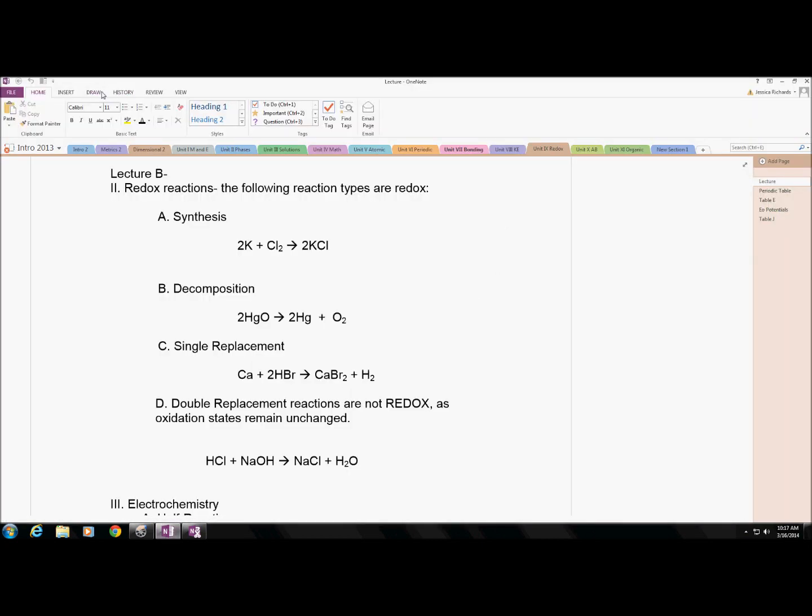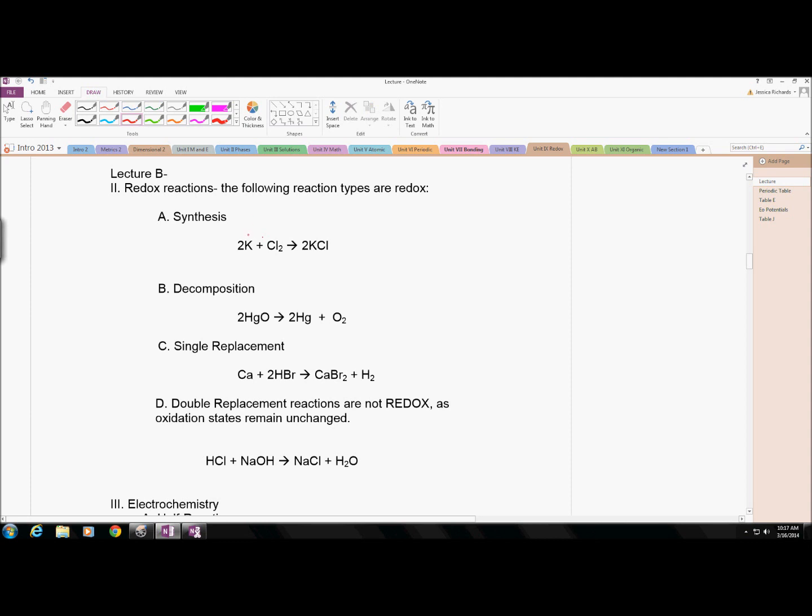So our first step when we look at an equation is to decide whether it is redox or not, and we have to assign oxidation numbers to do that. So we have some examples here. There are the four different inorganic reactions that we know.